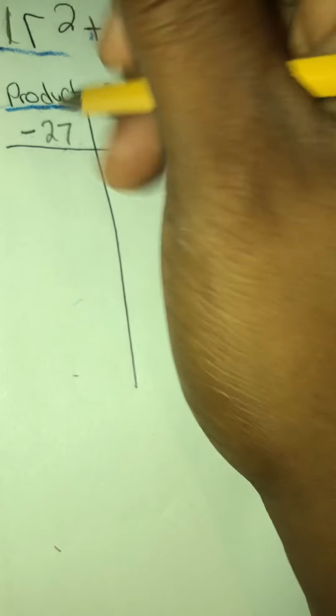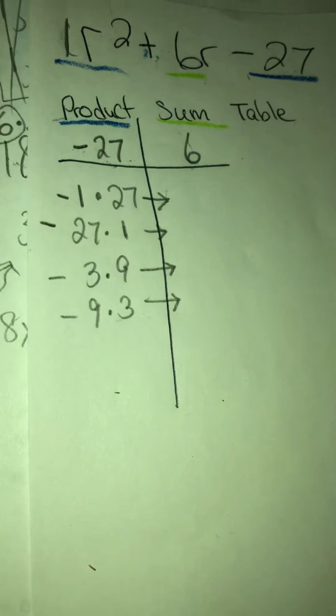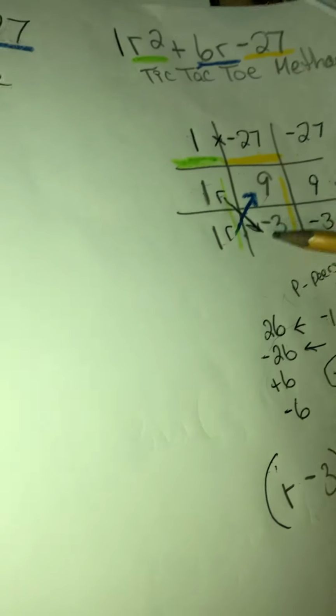So what gives me 27? I have to think about positive 27 first. So I know 1 times 27 gives me 27. But because it's a negative, I have to put a negative for each of them. I also know that 3 times 9 gives me 27, and I'm also going to put the negatives there. Now, when you do the tic-tac-toe method, if you prefer that way, you could just make the product sum table, which is kind of like double work. But you'll see why the tic-tac-toe method is effective when the numbers here change from 1 to other numbers.